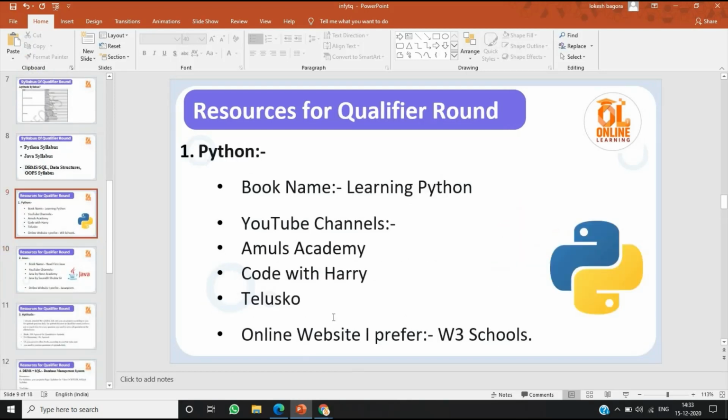And after that, I refer to the online website w3schools.com, which is very important to crack the exam, because there are some extra points in W3Schools that are very essential for learning Python. So I chose the Python programming language for the qualifier round. So basically you can refer to these resources. These resources are very important, so you can refer to them as I did.